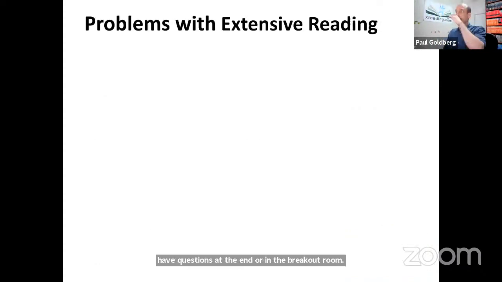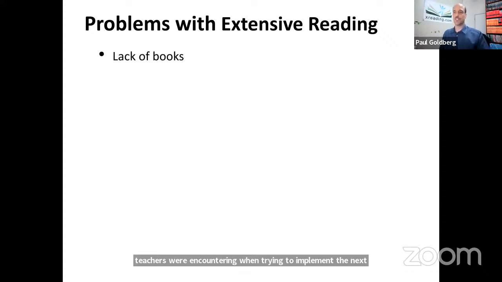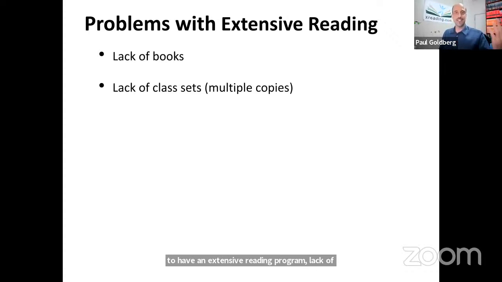Okay. So first of all, why did I create Xreading? It was simply to deal with all the problems that I and other teachers were encountering when trying to implement an extensive reading program. Number one, big one, lack of books. If you don't have books, it's very difficult to have an extensive reading program. Lack of class sets. Originally, extensive reading is about every student choosing their own book, but I think there's been a paradigm shift where we're now having small groups reading the same book, class readers, because you can do more engaging activities. Not every time, but to have it sometimes. But in order to do that, you need a lot of copies, which libraries don't typically have.